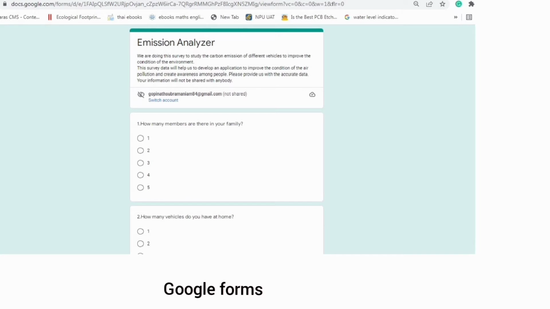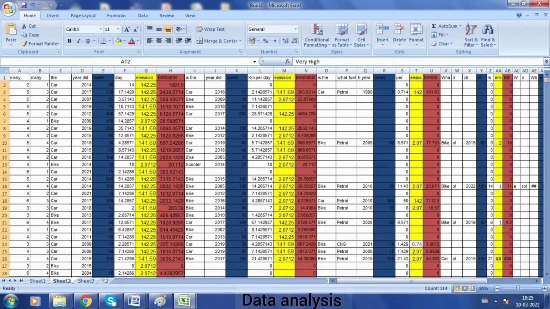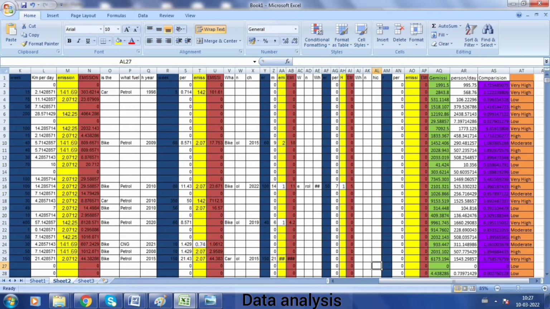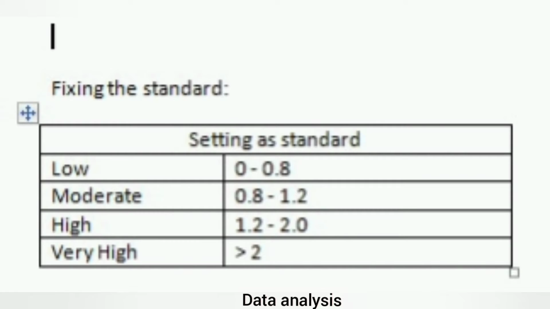Initially, through a Google survey, we collected the vehicle details from many families. Details such as the number of vehicles, the year of purchase, and the kilometers they drove per week. Based on the research and analysis, we set a standard for carbon emissions caused by personal vehicles, and it was compared with the collected data. The plotted results were categorized as low, moderate, high, and very high.